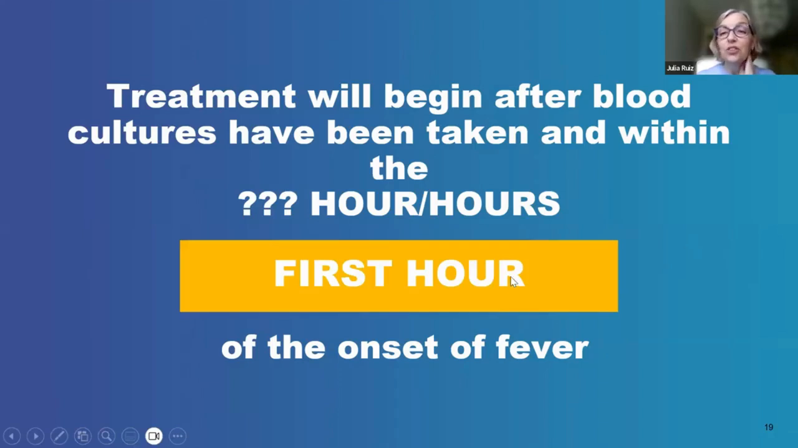Okay, so here's the answer. The first hour. It's really important to start the treatment in the first hour of the onset of fever. This is going to help us prevent a worse instability of our patient, and maybe escalation to, for example, sepsis. But we will see this in the next slides. This is taken as the golden hour that everyone talks about. Any patient with febrile neutropenia, it's important to do the cultures as soon as possible and start the treatment as soon as possible.